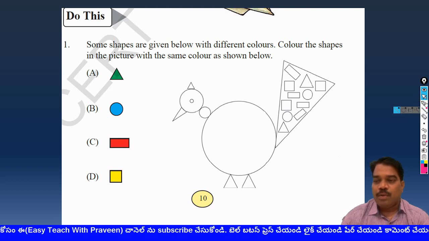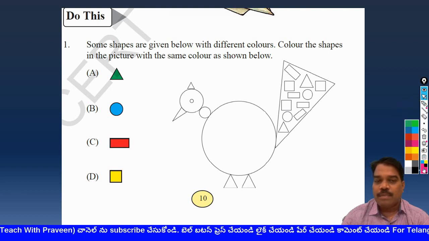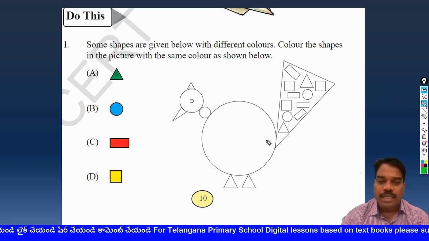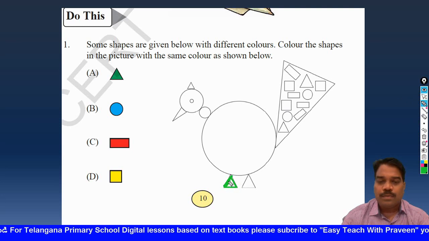So ఇక్కడ మనకి కొన్ని షేప్స్ కి కలర్స్ ఇచ్చారు, అవే కలర్ మనం ఇక్కడ యూస్ చేయాలన్నమాట. So right, here is the green color for triangle and we are selecting the green color. Now you have to fill all the triangle shapes with the green color. So like this you have to take a crayon and like this you have to fill up the color.